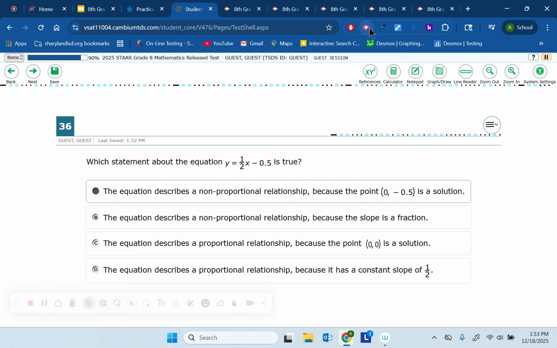So if you missed this one, that's fine. The only reason you would get it right is because these three don't make sense. That's the only reason. But not a good state test question.